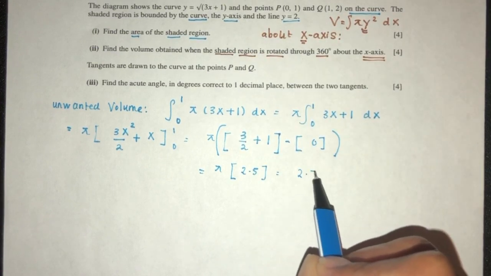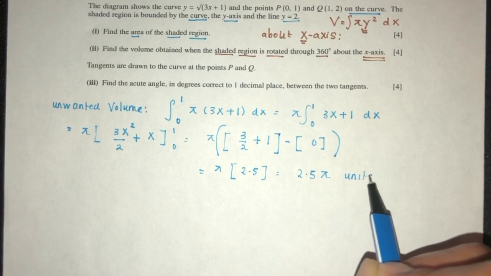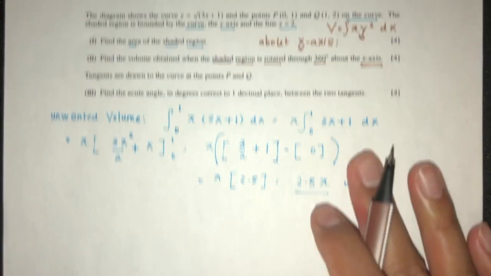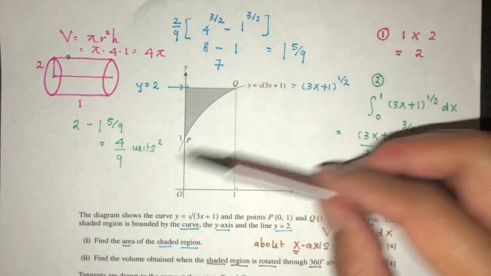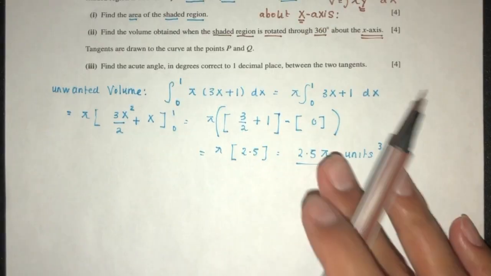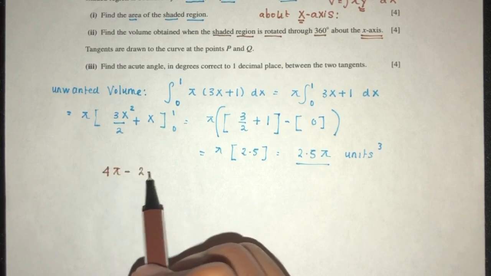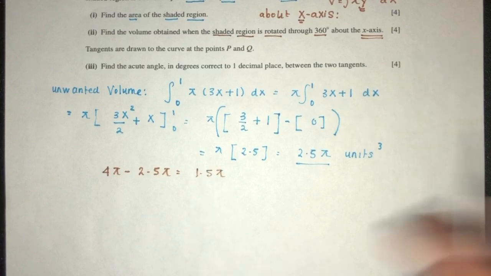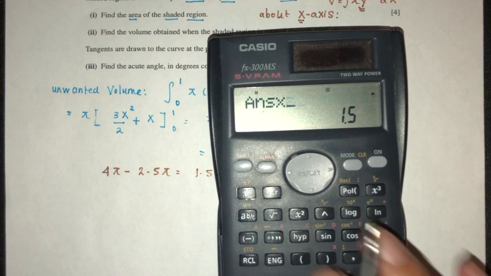So the unwanted volume is 2.5 pi units cubed. Okay, so what is the volume that we actually need? Pretty easy. It is the whole volume minus the unwanted volume to find the one that we actually need. So the whole thing was found to be 4 pi minus 2.5 pi. That will be what? 1.5 pi. Let's check: 4 minus 2.5 is 1.5 times pi.